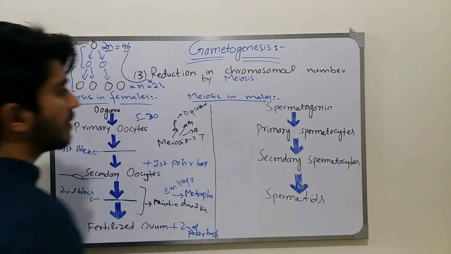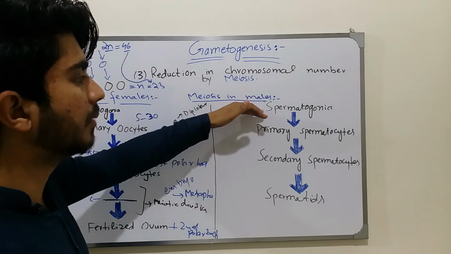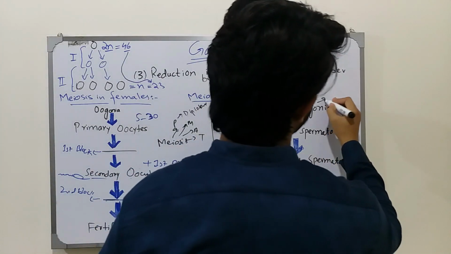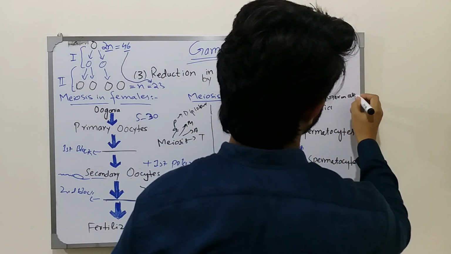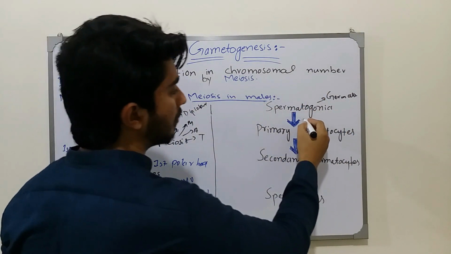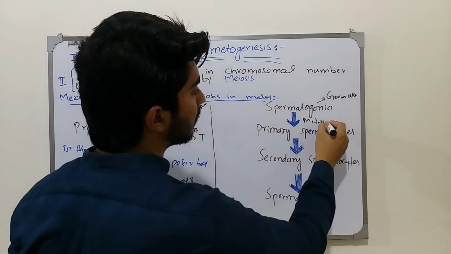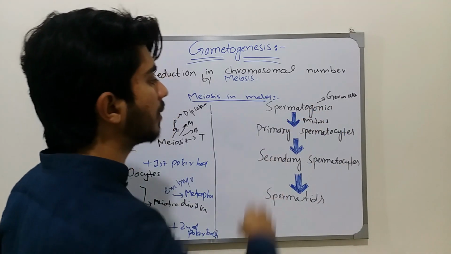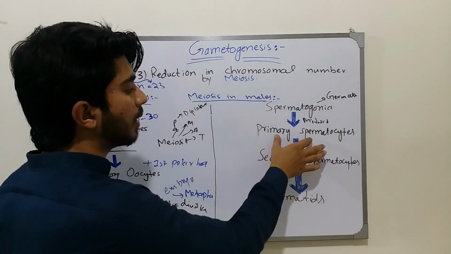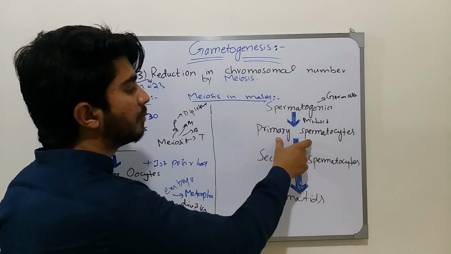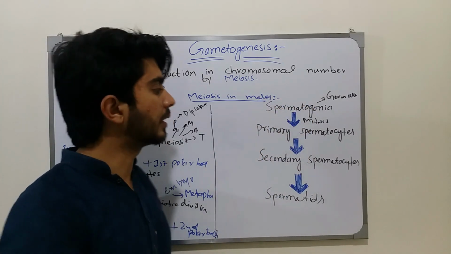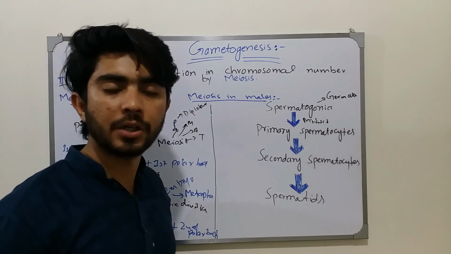If we talk about meiosis in the males, it consists of the spermatogonia, which are called the germ cells in the males. In the previous video we talked about how they undergo the mitotic process, mitosis, forming a number of primary spermatocytes. These primary spermatocytes are the matured form of the spermatogonia. When the spermatogonia undergo maturation, they are present as the primary spermatocytes.